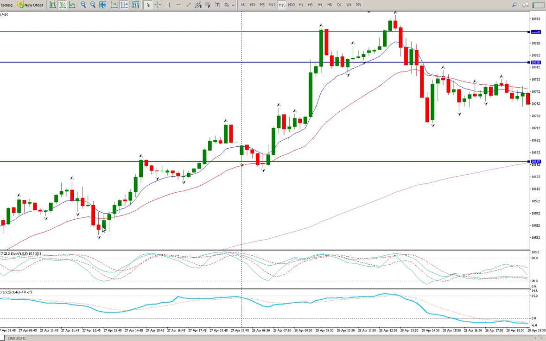Here's a similar one here. Okay, and then what you're looking at is your oscillators and your moving averages, just to confirm that you are on the right side of this trade. So this was a long here.